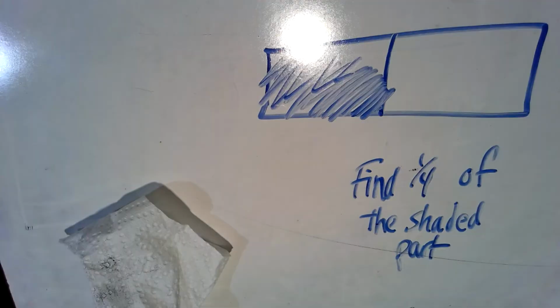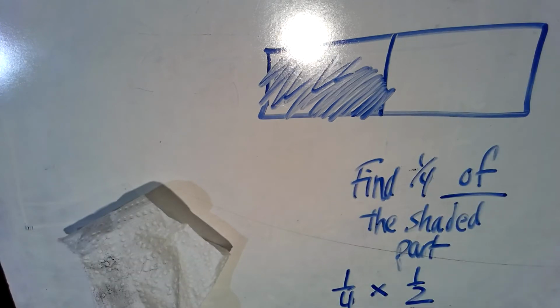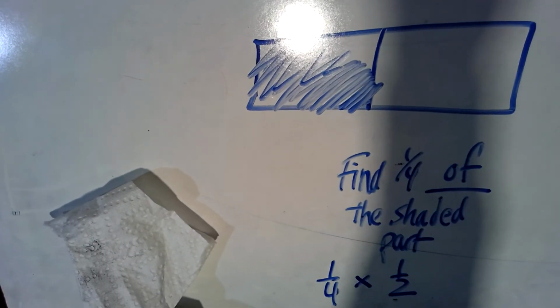Okay, so now let's say you wanted to find 1/4 of this shaded part. And clearly the shaded part, of course, is half, right? Half of the bar is shaded. I want to find 1/4 of that shaded part. Of means multiply. So I'm going to find 1/4 of, which is times, of 1/2. Okay? And so what I'm going to do is I'm going to take that shaded part, that 1/2, and I'm going to break that into fourths.